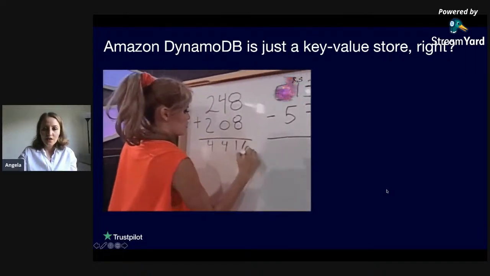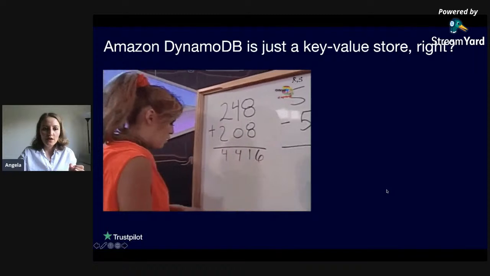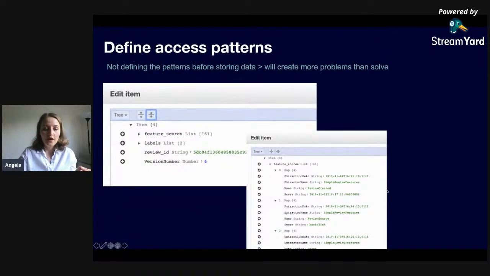And a really big mistake, and one of the biggest I've seen, is really not defining the access patterns when it comes to DynamoDB. What happens when you don't start with your queries, and you don't store your data in the way that you access it, is that it will really create more problems than it will solve for you.